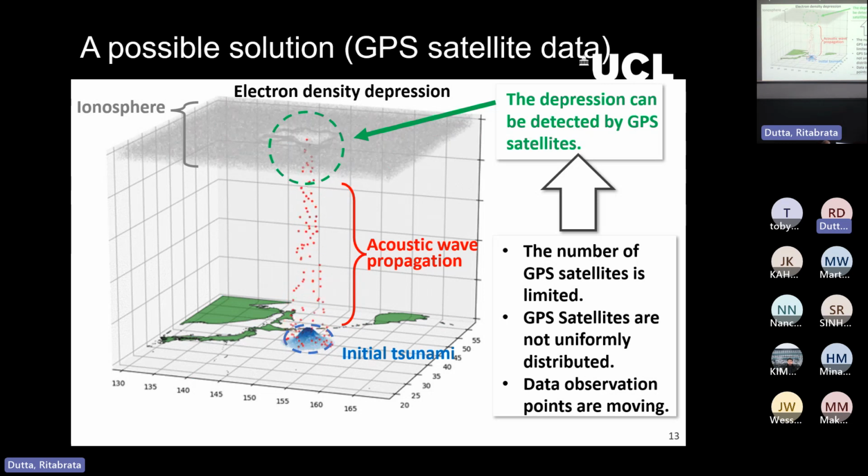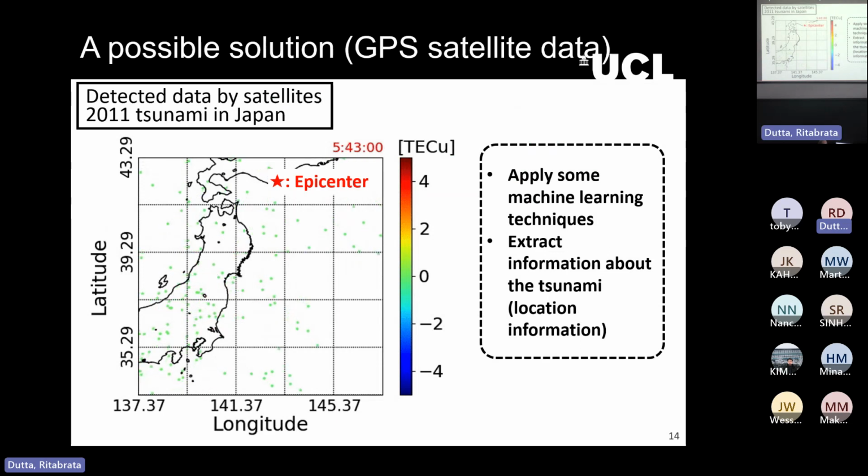As you know, GPS satellites are moving, therefore observation points are also moving. And GPS satellites are not uniformly distributed, so observation points are not uniformly distributed. And the number of GPS satellites is limited. Therefore, even if you have observation data, the red star mark is the location of the epicenter. You can say something, like there is a depression near the epicenter, but it's impossible to say about the location of the tsunami source.